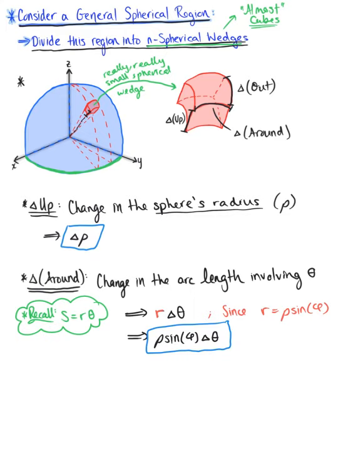Now, last but not least, we need to think about what is this change in going out. So again, just like with the change in going around, let's look back up at our spherical region here. So the change in going out, we're thinking about going out along this circle, or this level curve. So this is the change in the arc length involving what angle? Phi. So this is the change in the arc length involving phi.